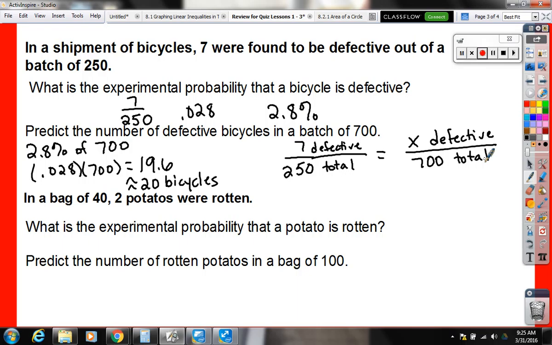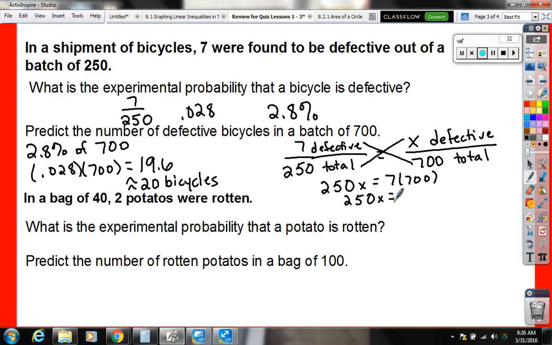Levi, what do I do to solve it? No, remember this? I'm going to cross multiply, right? So the first part of my equation, I'm going to do 250 times what? Times x. So I have 250x equals, what else do I multiply? Good, 7 times 700. Okay, I'm going to leave my 250x.